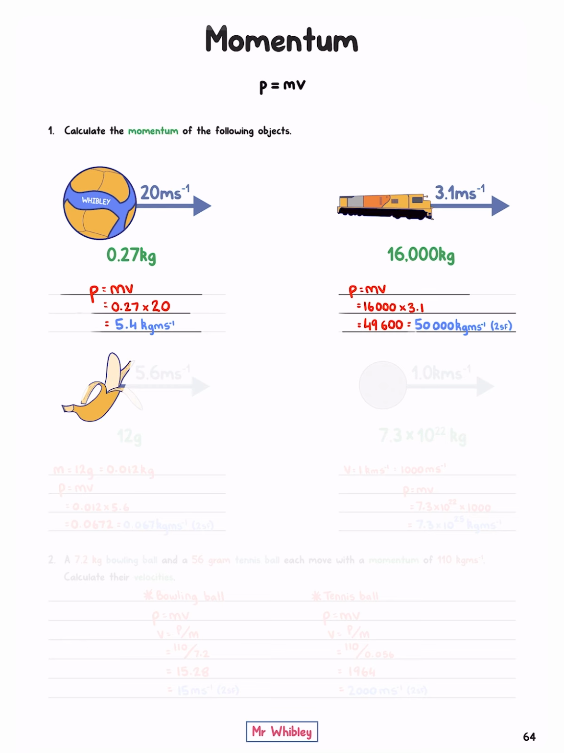We have a banana with a mass of 12 grams, traveling at 5.6 meters per second.